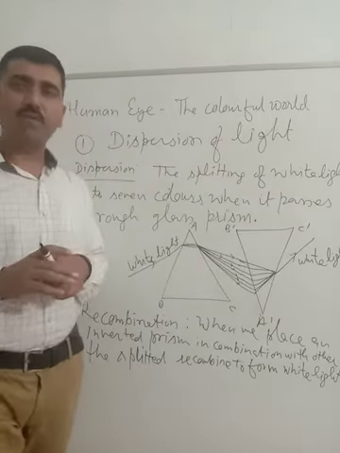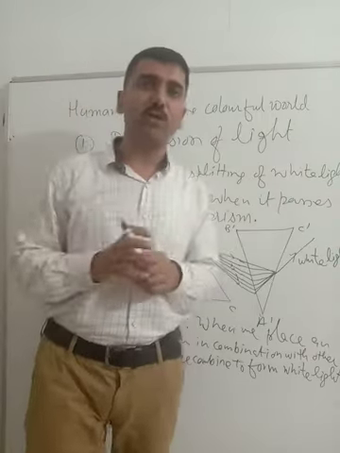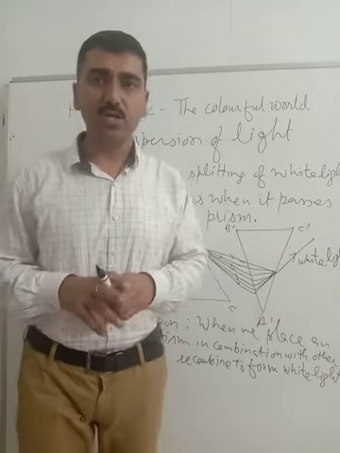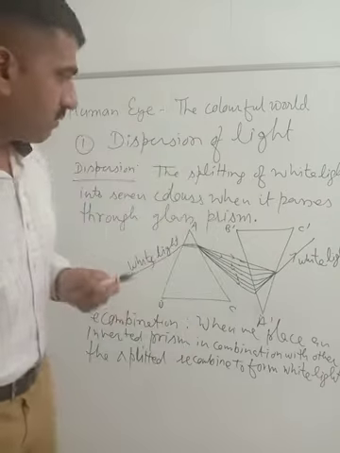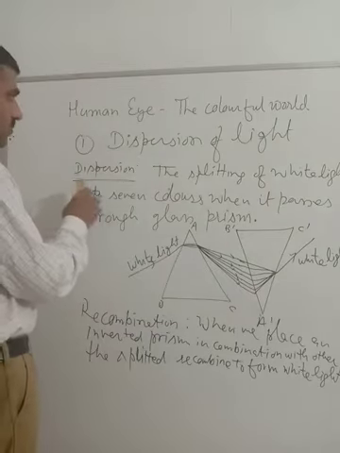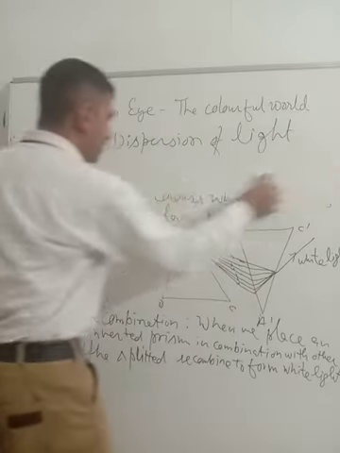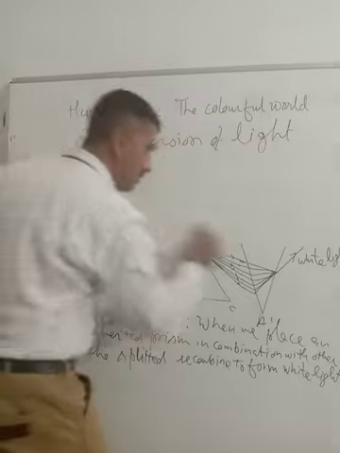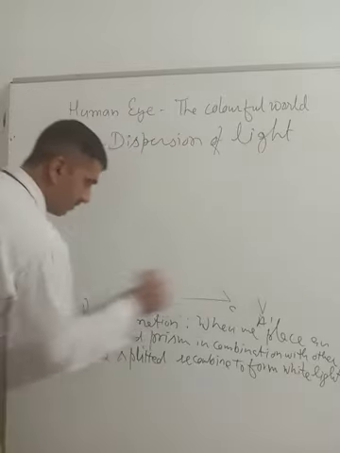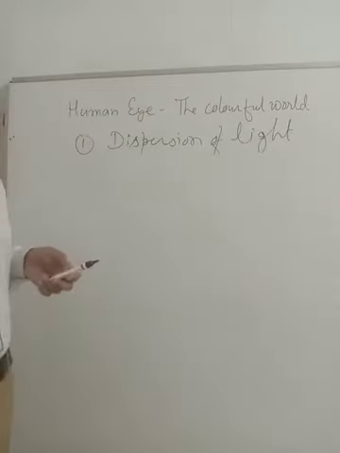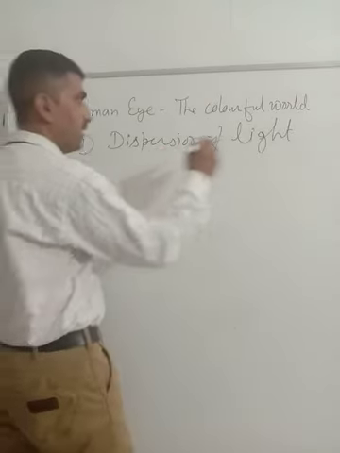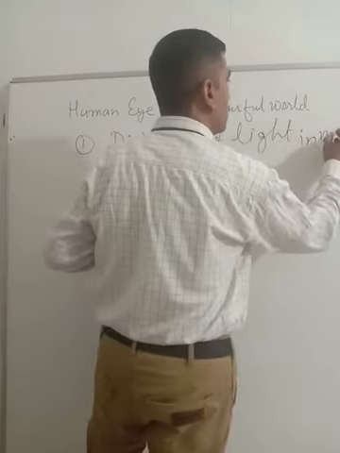How does the dispersion phenomenon take place in nature? That is in the form of a rainbow. Just see a beautiful diagram of dispersion of light in nature. That is your rainbow. So I am coming to that diagram. So, dispersion of light in nature.